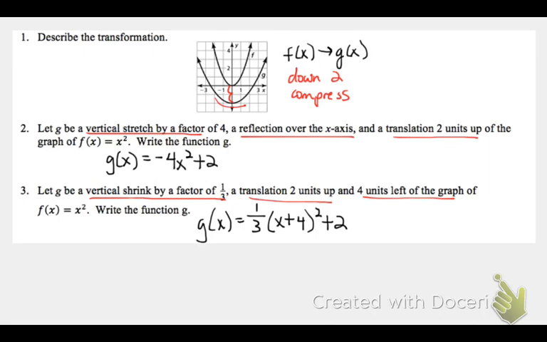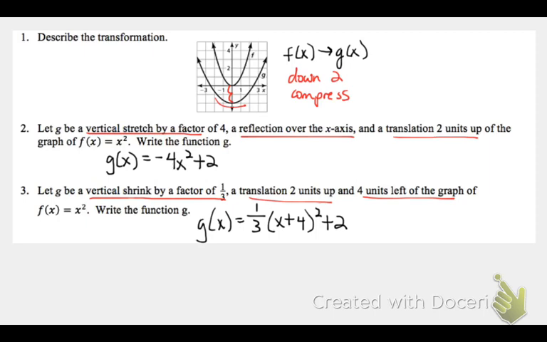On number 2, I've underlined all of the transformations that you need to include in the equation. So a vertical stretch by a factor of 4, so you're going to multiply 4 out front, a reflection over the x-axis, so then the negative is multiplied, and then lastly a translation 2 units up, so you'll add 2 at the end. So g of x equals negative 4x squared plus 2.